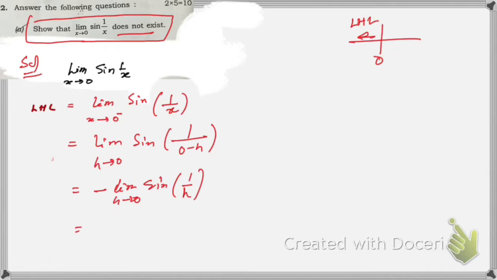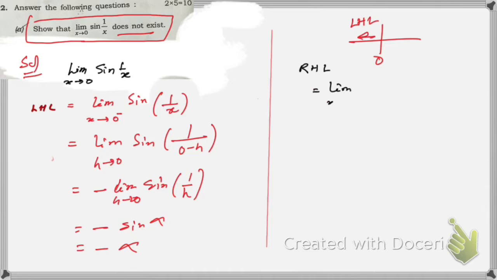So now here you see, if you put 0 here, that's going to be sine of infinity, and that's going to be minus infinity. And similarly, if you find the right hand limit, then what you will get is limit x tends to 0 plus, where the plus means right hand limit, of sine 1 by x.